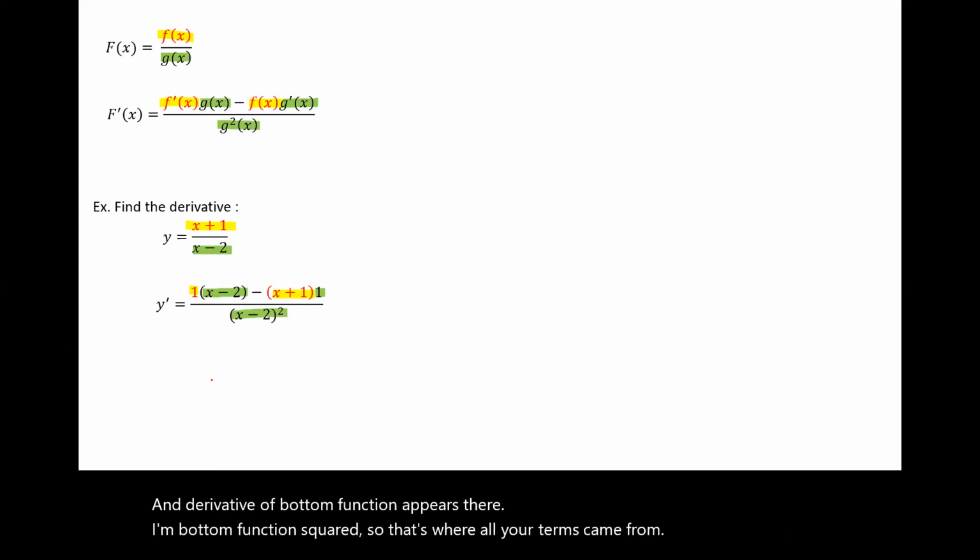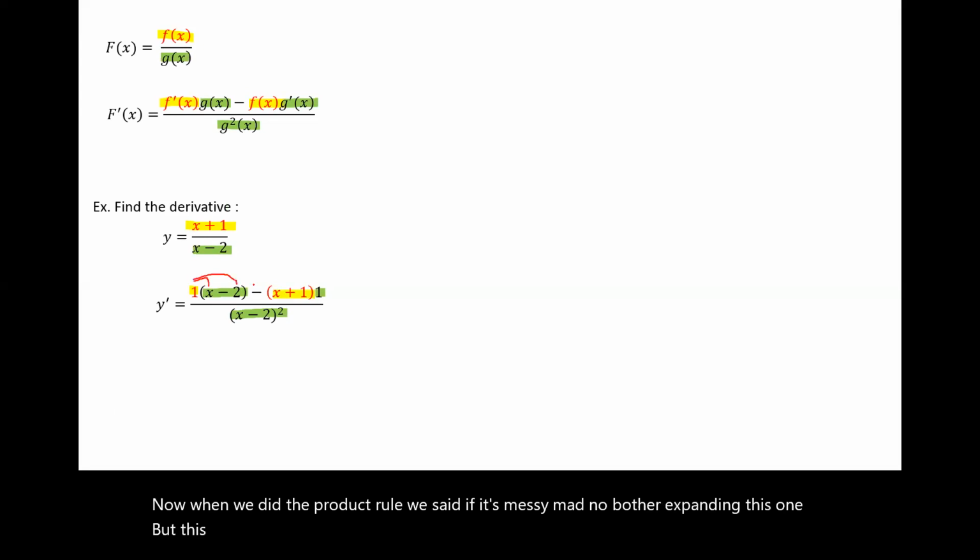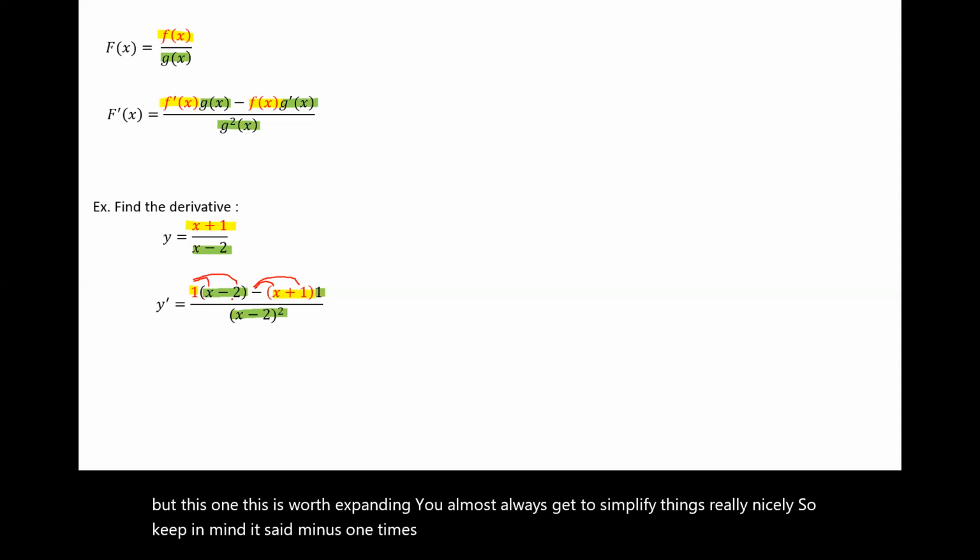Now, when we did the product rule, we said if it's messy, don't bother expanding this one, but this one is worth expanding. You almost always get to simplify things really nicely. So keep in mind it's a minus 1 times all those. So we'd have x minus 2 minus x minus 1.